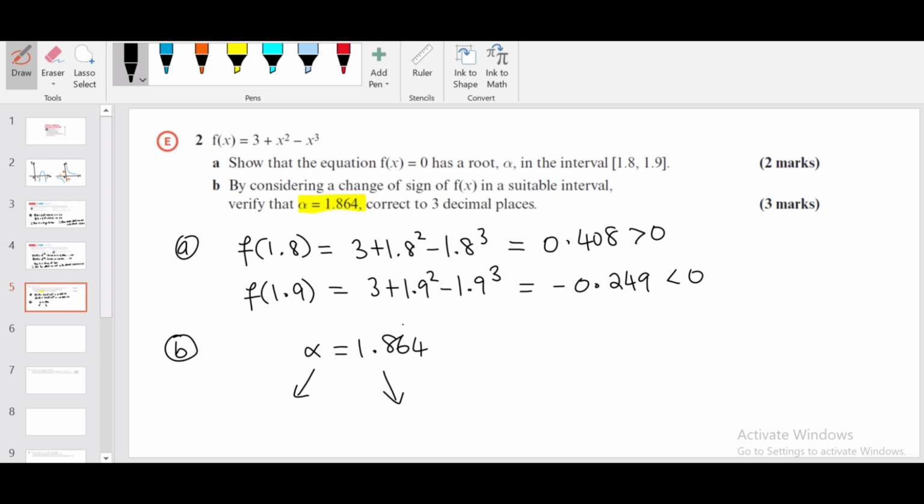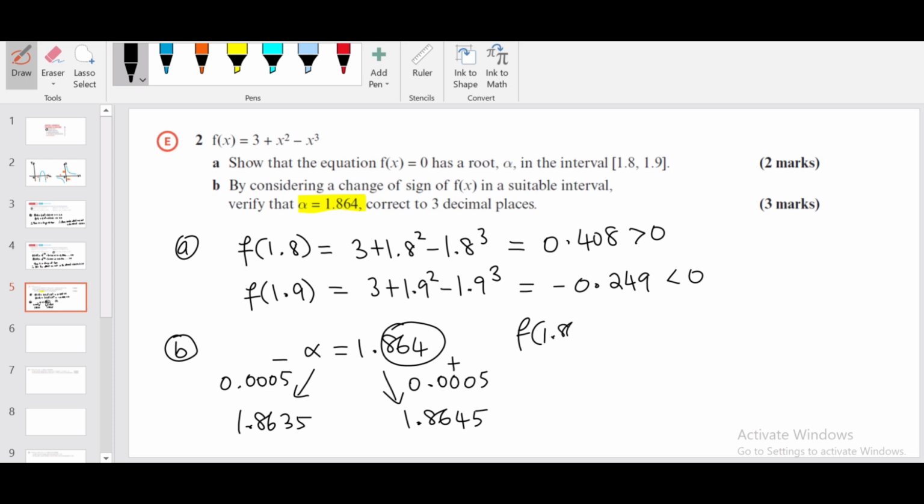That means there are 3 decimal places here, right? So you put 3 zeros and 5. You add and subtract. You'll get 1.8635 and 1.8645. That's how you get the interval, understand? Now find the value of the function at these 2 points.